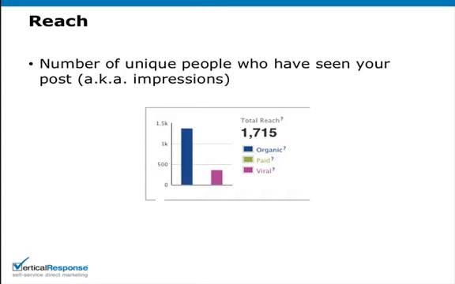But what you can see is what's happening organically versus what's happening virally. And arguably, virality is the most important. And so what you want to do is look at which posts are getting a higher percentage of viral reach as a percentage of that total reach.